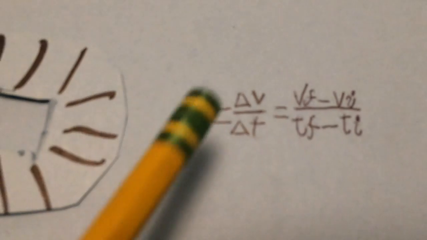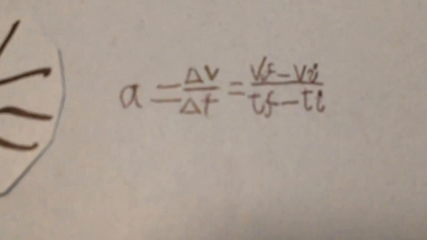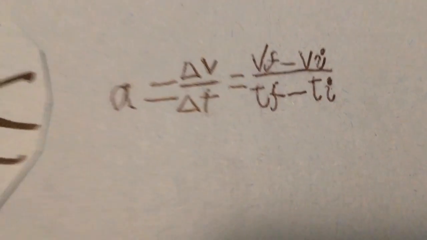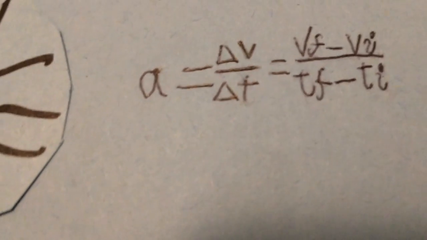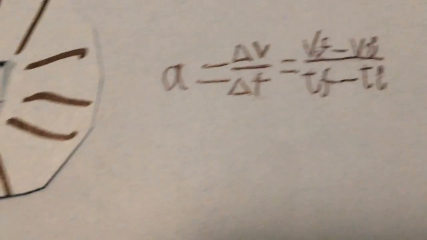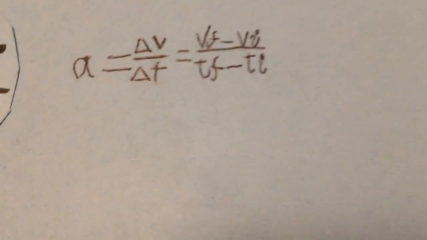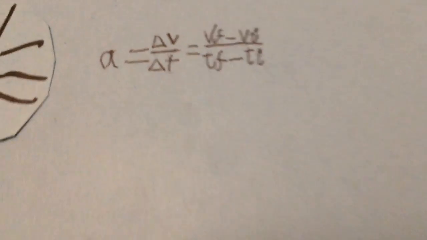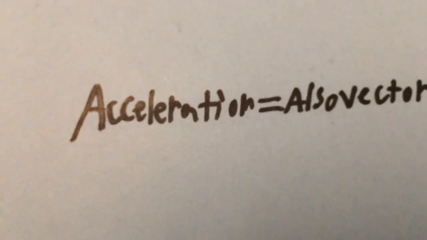Acceleration is the change in velocity over a period of time. Acceleration can be calculated by dividing the delta of velocity by the delta of time. In other words, subtracting the initial velocity from the final velocity and dividing it by the final time minus the initial time will get you acceleration. As it is defined by both magnitude and direction, acceleration is also a vector quantity.